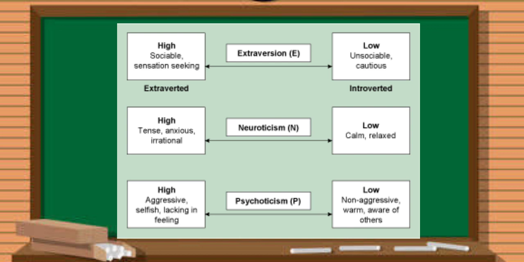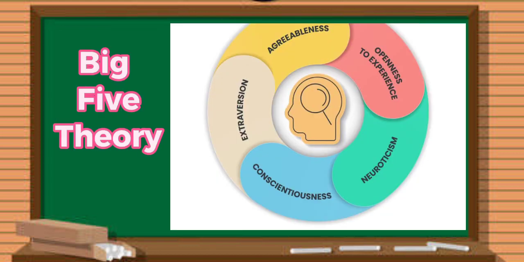For extraversion, high means sociable and sensation-seeking; low means unsociable and cautious. For neuroticism, high means tense, anxious, and irrational; low means calm and relaxed. For psychoticism, high means aggressive, selfish, and lacking in feeling; low means non-aggressive, warm, and aware of others. And the next theory is the Big Five personality theory.